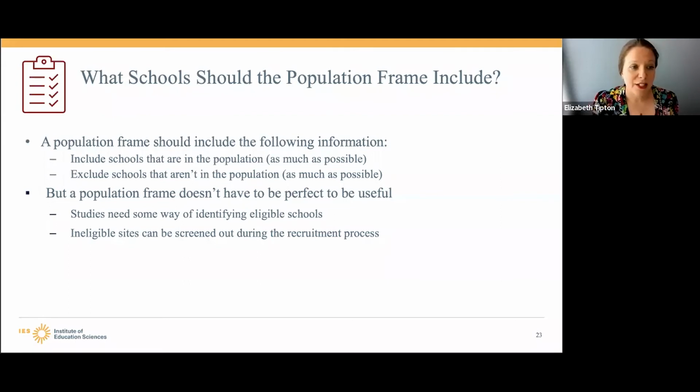So again, it just needs to include all the schools that are in the population to the extent possible and exclude schools that aren't in the population to the extent possible. And I keep saying "to the extent possible" because sometimes we don't know if a school is eligible or ineligible until we actually contact them and talk to them about the study. It doesn't really have to be perfect, and that's something we want to emphasize throughout this guide, that we need some way of identifying eligible schools, but we can also screen out ineligible schools during the recruitment process.